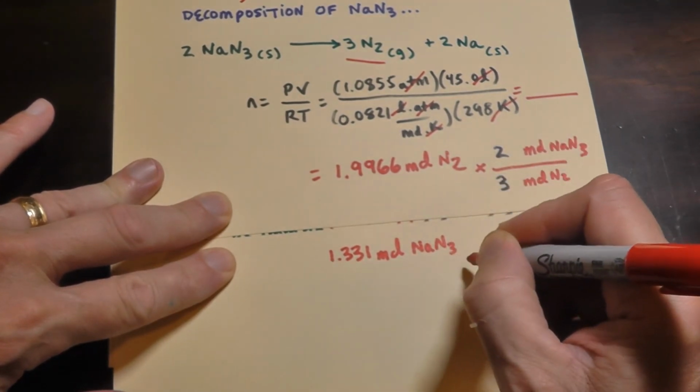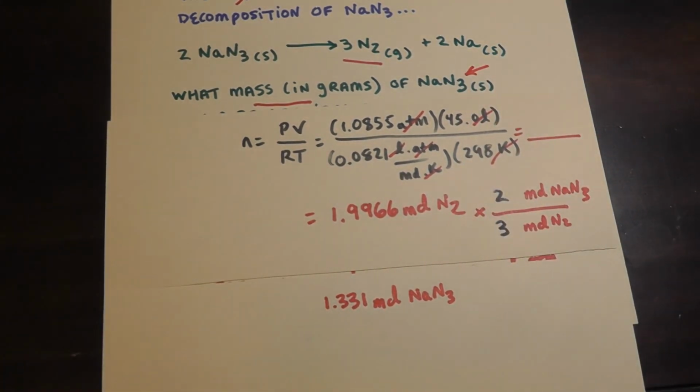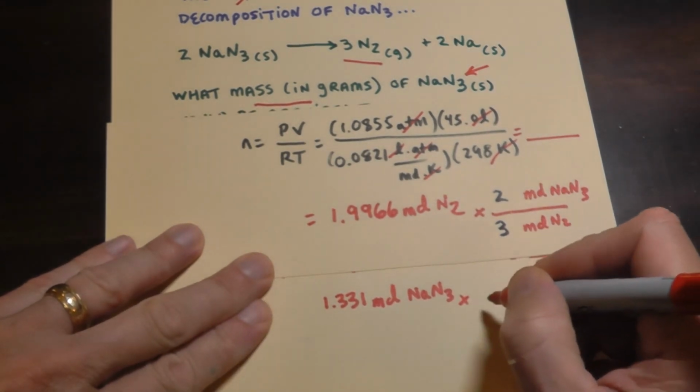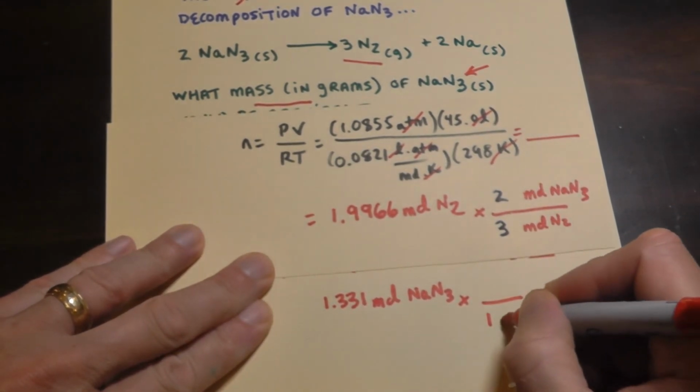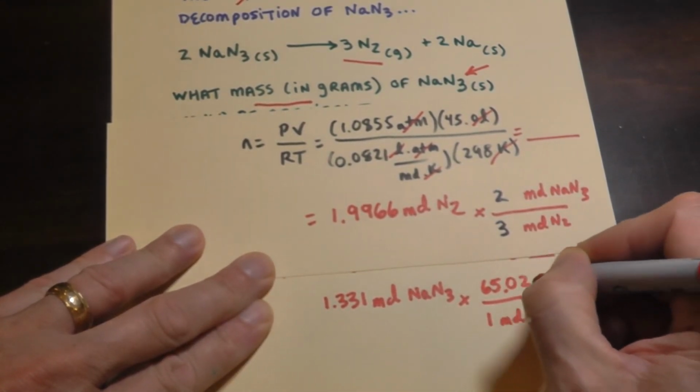They want grams. So we got to go look at the good old values in the periodic table, right? Well, I know that nitrogens are 14.01 apiece. Go get your periodic table or look at it. So the nitrogens alone are 42.03. Sodiums are 22.99. So this is 65.02 grams per mole. 1 mole, 65.02 grams.